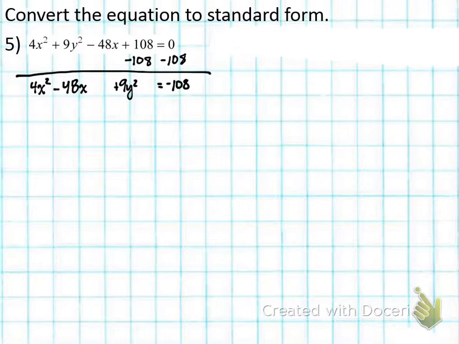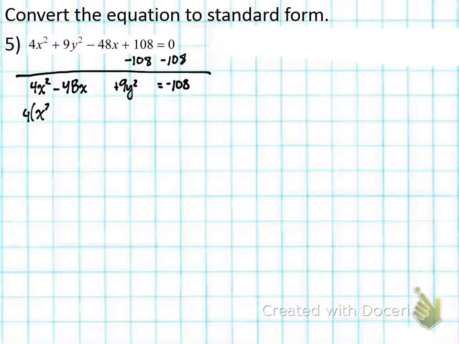Okay, so are all my x's together? Yep. Is it a perfect square? Yes or no? No, it's not. So, in order to complete the square now, is my a equal to 1? No. Okay, so can we factor out 4 out of my x terms? Yes. Yeah, so we're going to factor out a 4.